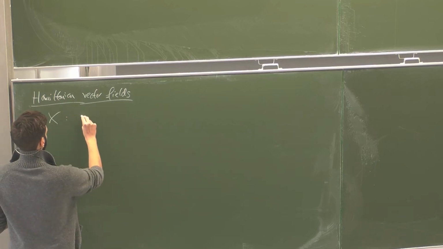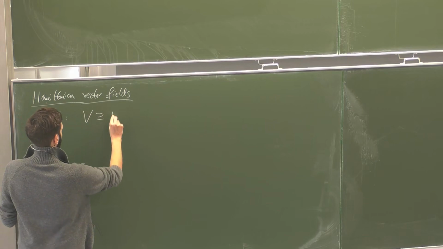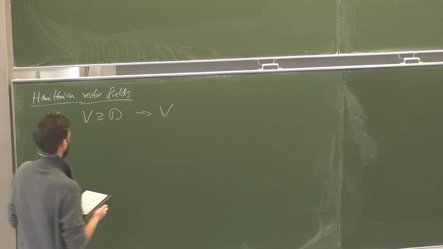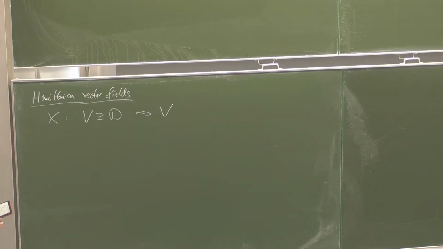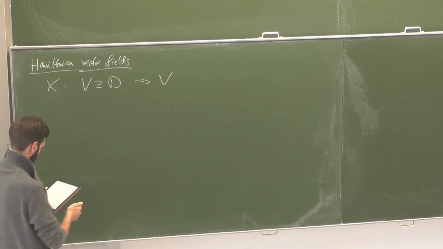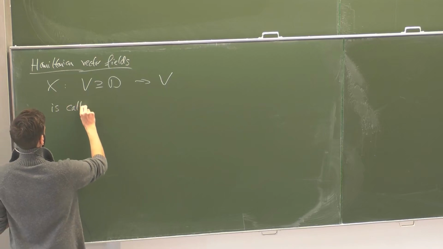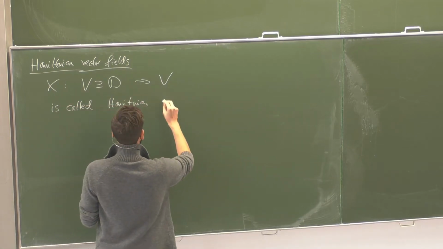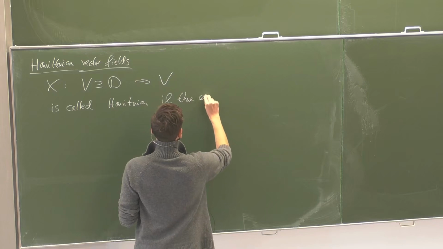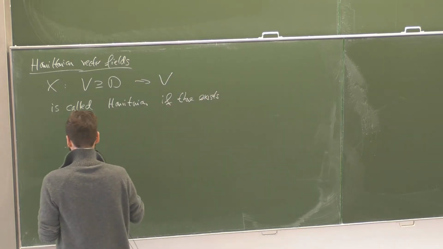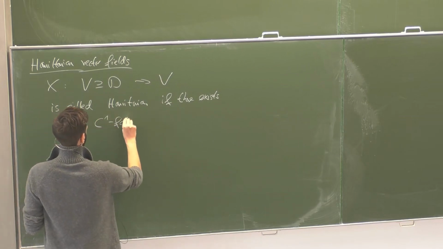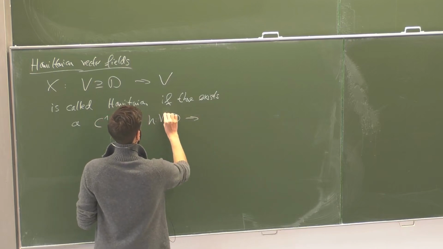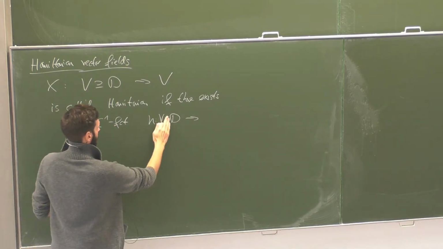So in general, what we consider is a map defined on some subspace, and we consider that as a linear vector field called Hamiltonian if there exists one function which is defined on the same subspace. V times V.